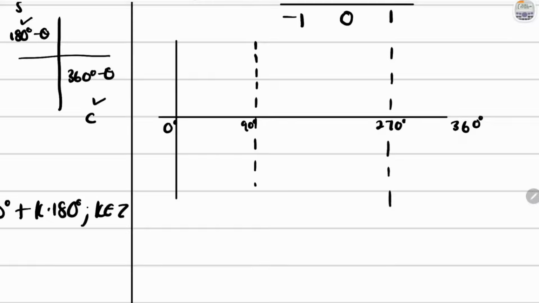So the tan graph repeats itself every 180 degrees, meaning you will have one complete cycle within 180 degrees. So let's stop at 180 degrees here.